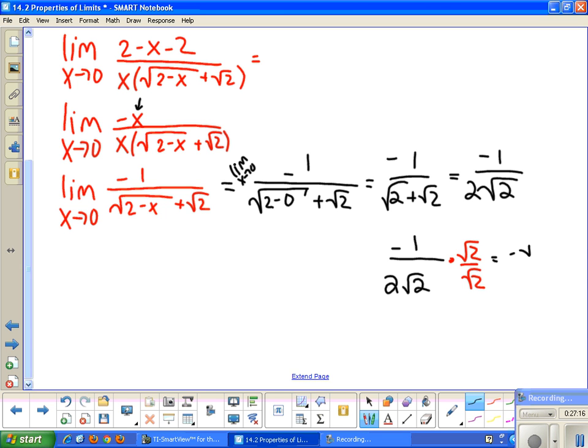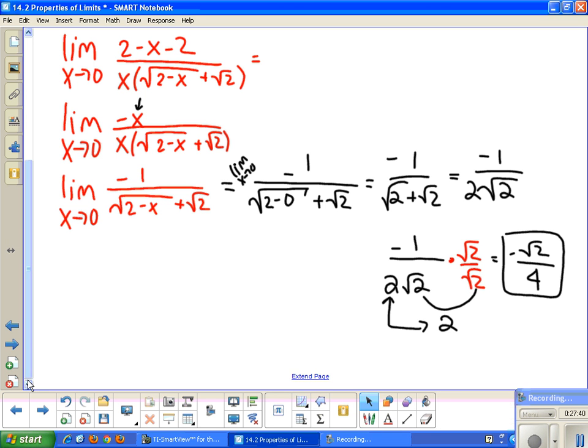And when I do that, I get negative root 2 in my numerator. This times this right here would give you 2. So then we have this 2 and this 2 to multiply together, which is 4. So negative root 2 over 4 would be my solution. And a good way to check your answer again would be to plug this into your calculator and look, as you approach from the left side and the right side, what our y value is going to be as we approach 0.